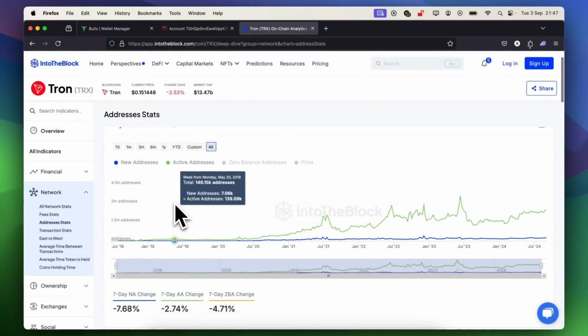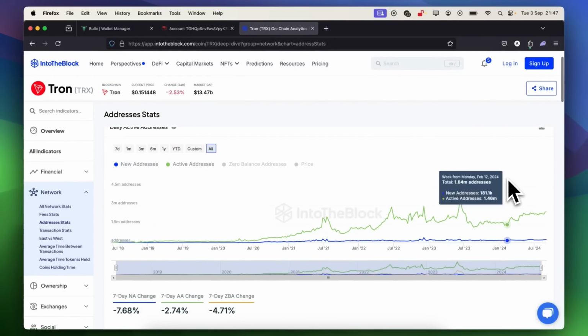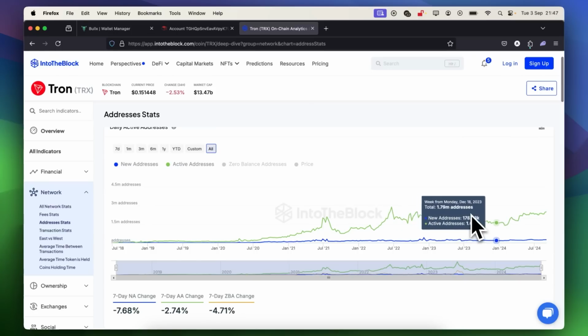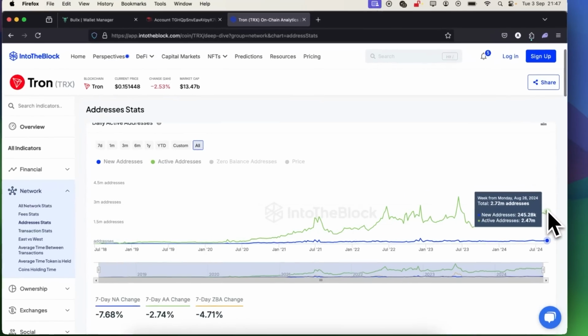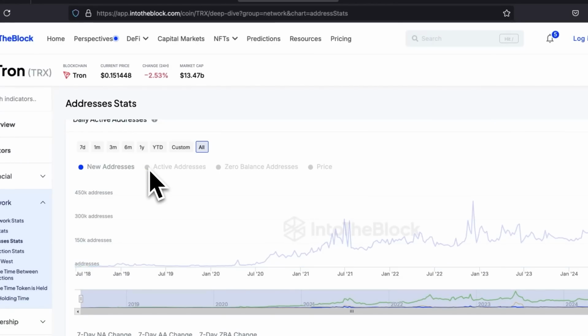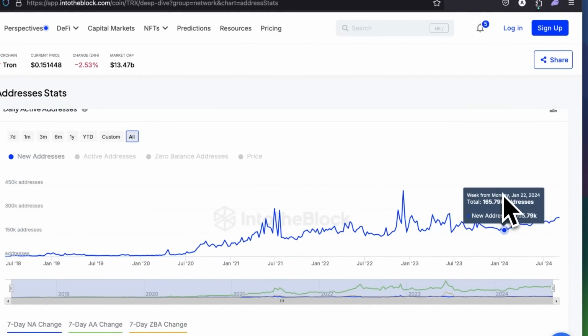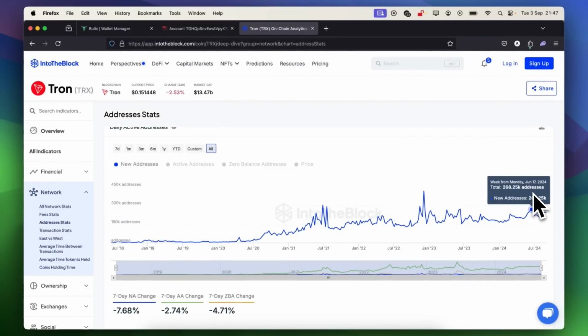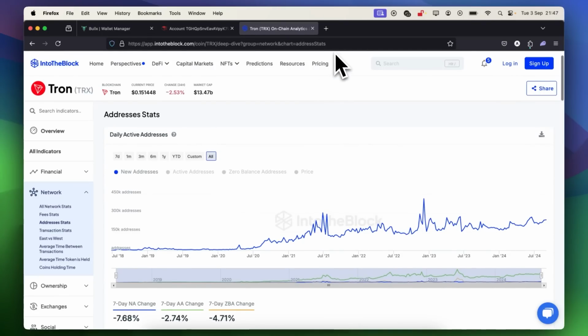We are now looking at daily active addresses on Tron, and you can see the number has been steadily climbing up. It hasn't been a parabolic rise just yet, but it's been steadily climbing, and that's what we want to see. Also, new addresses, same thing. It's been steadily climbing the whole year, with a small spike in June in active addresses, and now it's climbing back up. The reason for that, especially recently, is that Sunpump was launched on Tron.